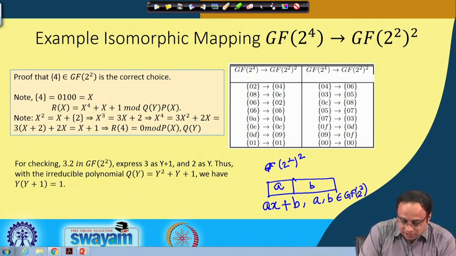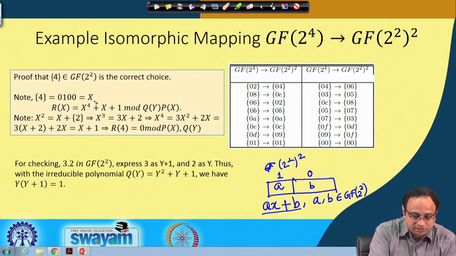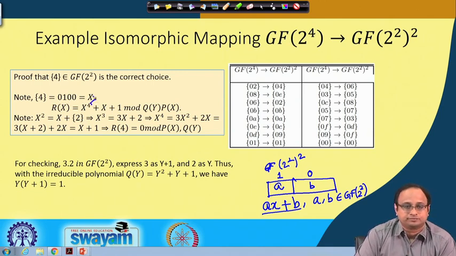So that means if I have A as 1 and B as 0, which are elements in GF(2^2), then this is nothing but x, and that is what we have denoted here as x.